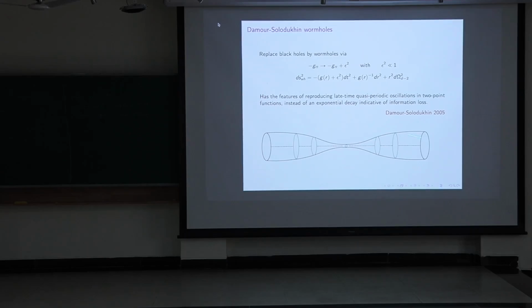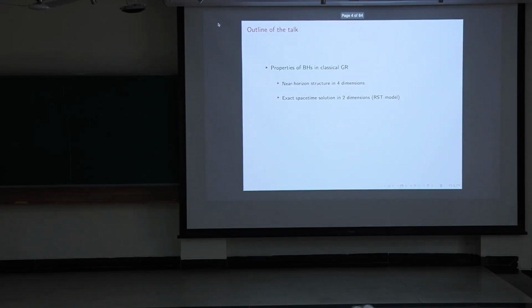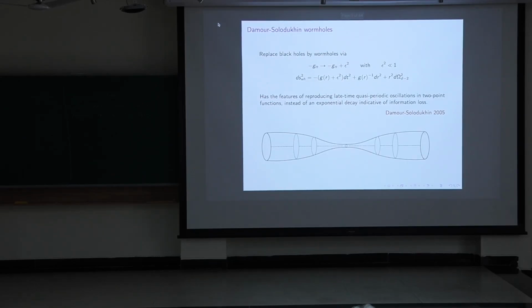One such paper took a cartoon picture, a geometry where the black hole horizon is replaced by a small non-zero throat, which I have tried to depict here, and then maybe on both sides it goes to some asymptotically flat geometry or whatever. It was some ad hoc geometry that they considered, and they were able to show that they reproduced late time quasi-periodic oscillations instead of an exponential decay. In this talk, what we will see is that in some cases you indeed have a very non-trivial modification of black hole geometries purely under these semi-classical considerations. Maybe sometimes even like this.